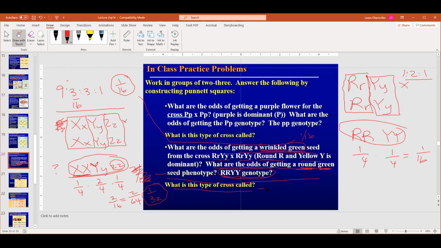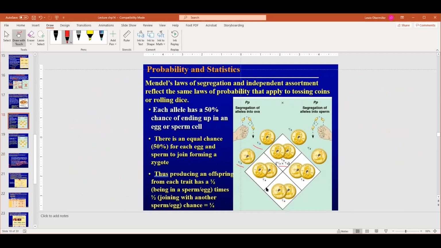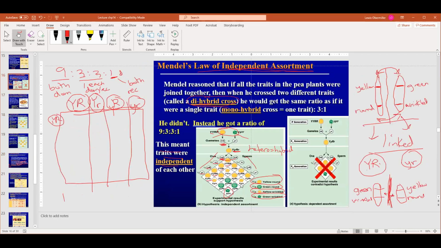And if you wanted to, you could go back and do the Punnett square on it, and you'd see the answer is right here. So only 1 out of 16 has this genotype.